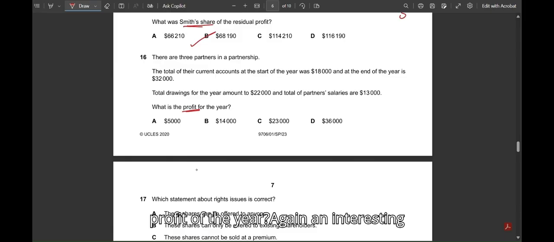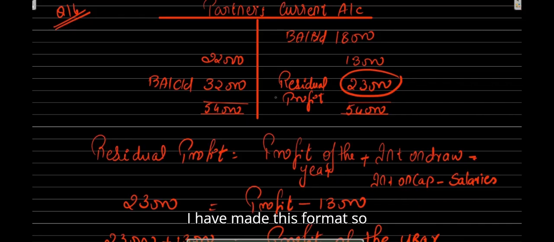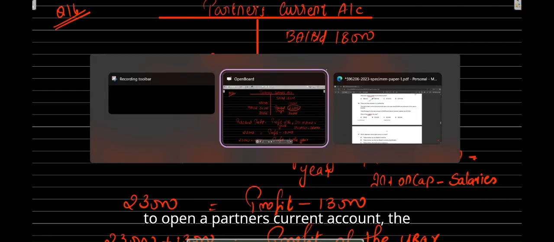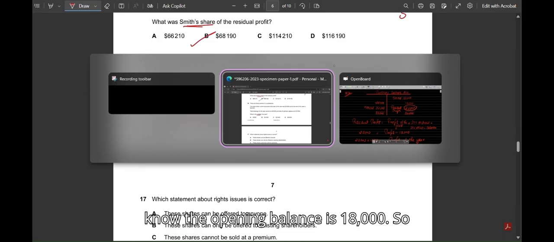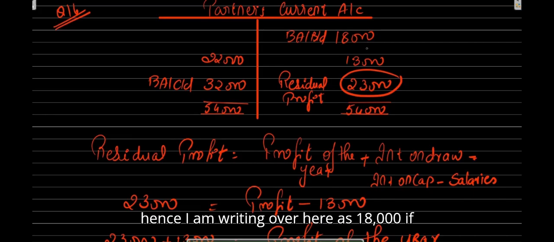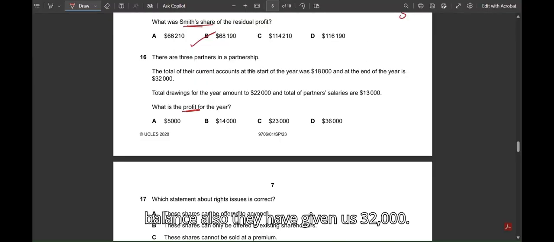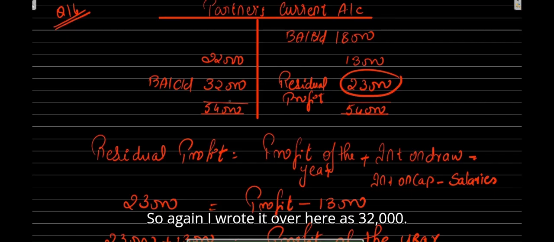Okay, again an interesting question. For this type of question I have made this format. So let's begin with this. We have to open a partner's current account, the total partner's current account. We know the opening balance is 18,000, so I am writing over here as 18,000. And closing balance also they have given us 32,000, so again I wrote it over here as 32,000.